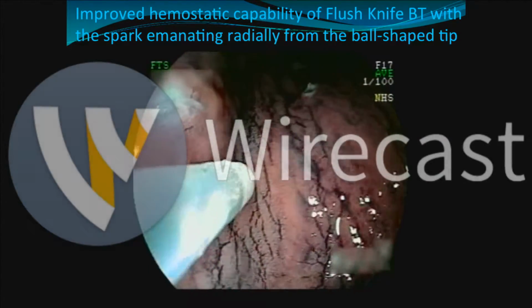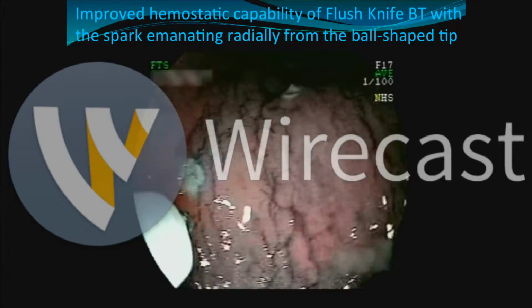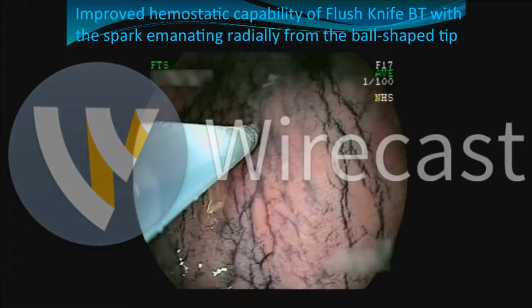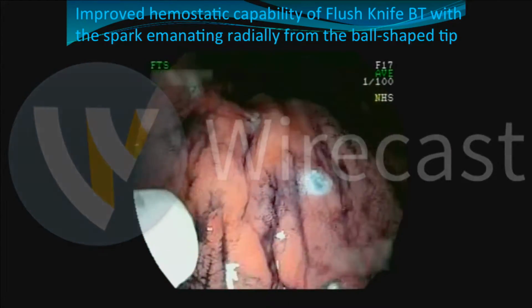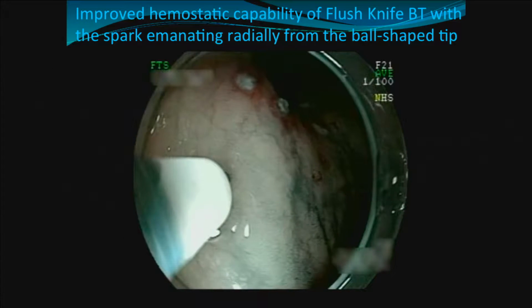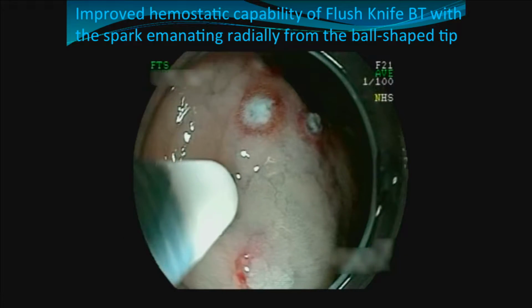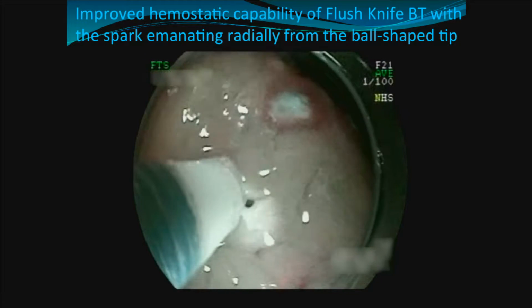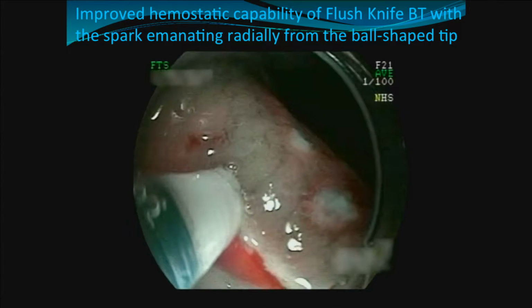emerging radially from the ball-shaped tip. The current density in the Flush knife BT is decreased by enlarging the tip, and the hemostatic capability was improved with a spark emerging radially from the ball-shaped tip.